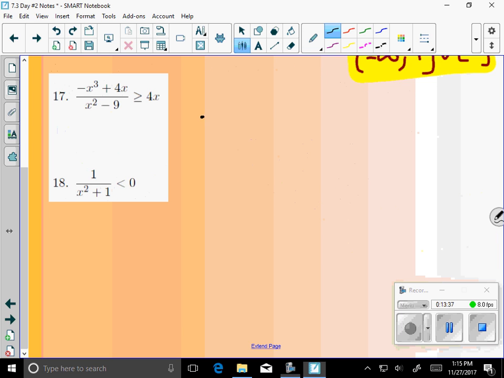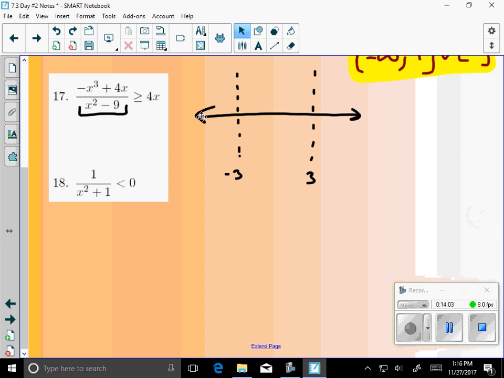All right, so as I begin this problem, I'm going to write out my number line. What are the values that this can't equal? Well, not yet. What would make the denominator 0? 3 and what? Negative 3. So I'm going to consider that I have asymptotes at negative 3 and at positive 3.